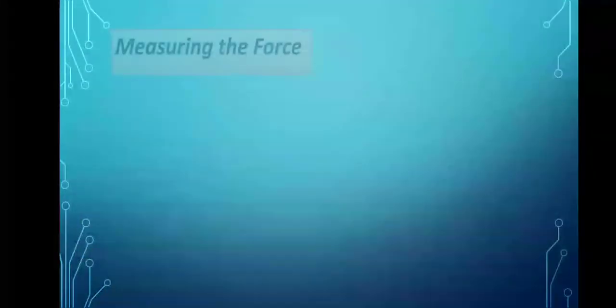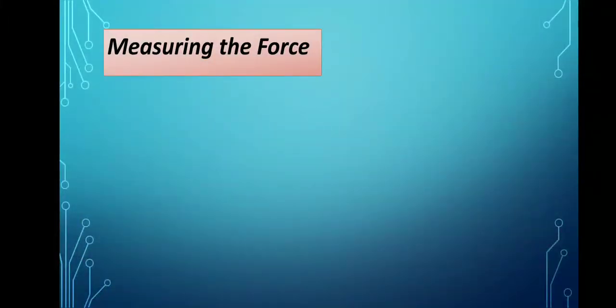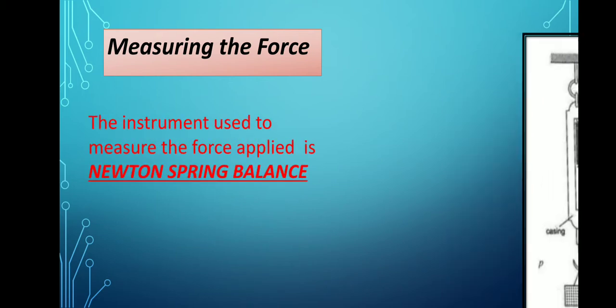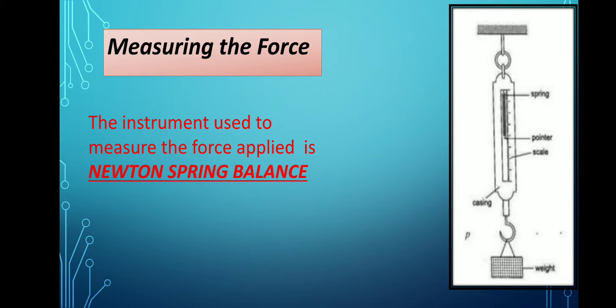Now let's move to another part, how to measure the force. While it has an SI unit, it can be measured. So there is an instrument called the Newton spring balance. Here is the instrument. It may be made of plastic or metal. There is a pointer, scale, casing, and a hook also. In this, the weight is hung on the hook.